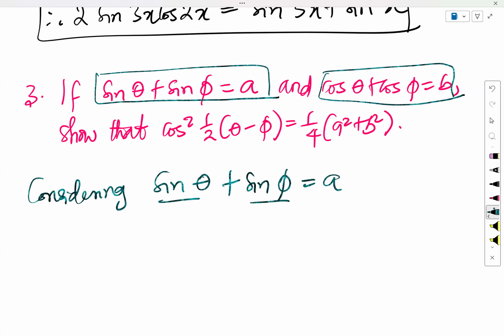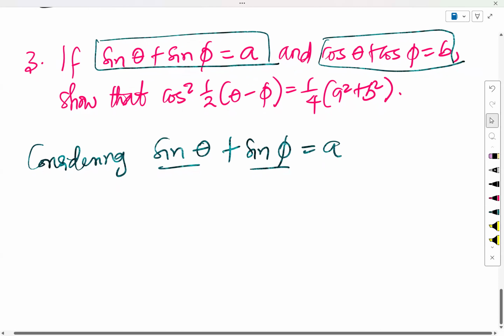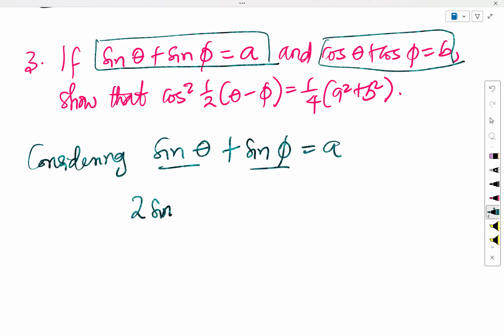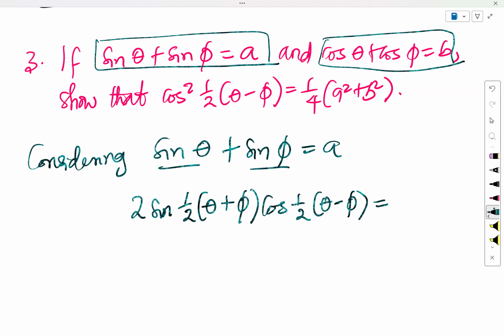This is sine something plus sine something, like we've always said. Of course, this is similar to where you have sine C plus sine D, which is equal to 2 sine half C plus D cos half C minus D. So that's the kind of thing we just did now. So sine plus sine would just be 2 sine half theta plus phi, then cos half into theta minus phi, and that is now A.